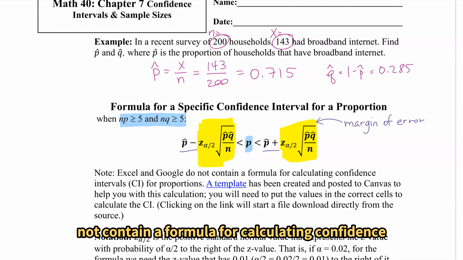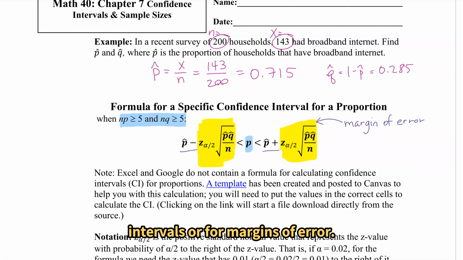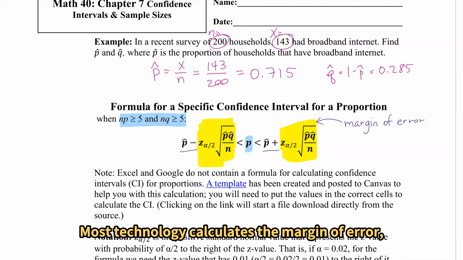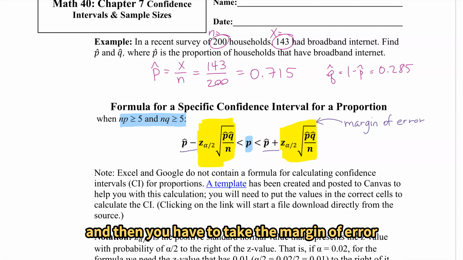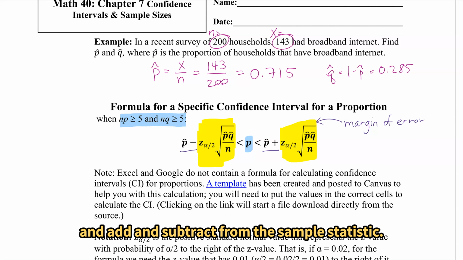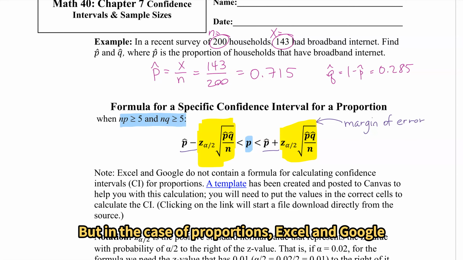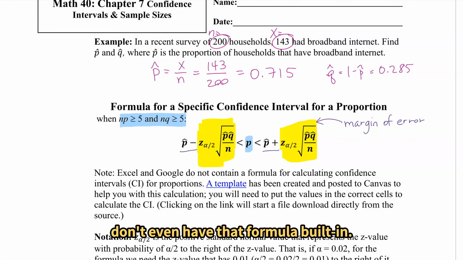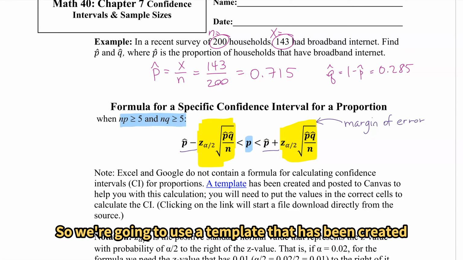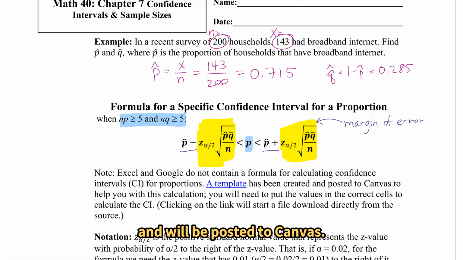Excel and Google do not contain a formula for calculating confidence intervals or for margins of error. Most technology calculates the margin of error, and then you have to take the margin of error and add and subtract from the sample statistic. But in the case of proportions, Excel and Google don't even have that formula built in. So we're going to use a template that has been created and will be posted to Canvas. So it will help you with this calculation. You'll need to make sure you put the values in the correct cells to calculate the confidence interval, and I will show you how to do that in one of the subsequent examples.